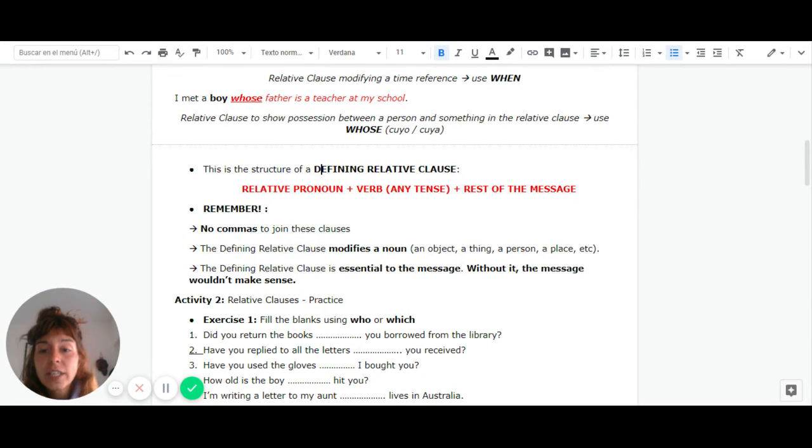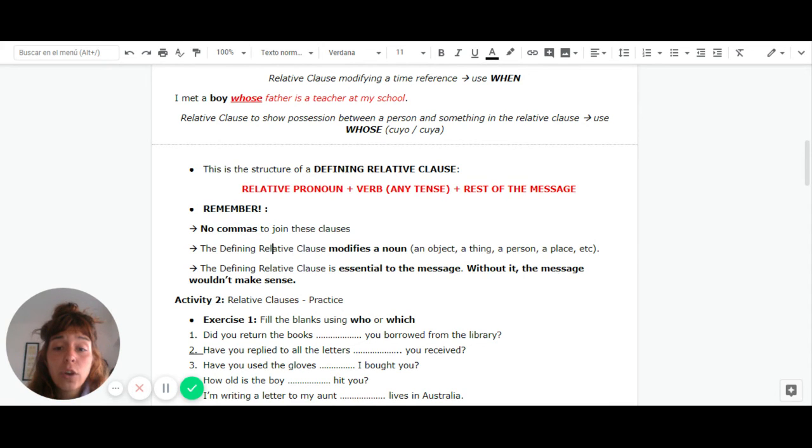So, first, the relative pronoun. Dependiendo de qué estamos hablando, vamos a usar which, where, when, that, who, etc. El verbo en el tiempo que necesite, and the rest of the message. Remember, no commas to join these clauses. En estas que son defining, que son esenciales para el mensaje y no podría sacarlas porque de sacar esta relative clause el mensaje no sería el mismo, nunca voy a usar comas.